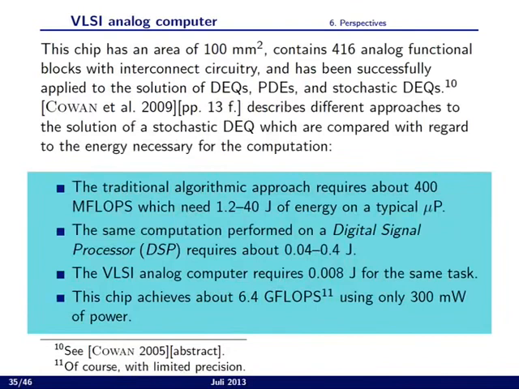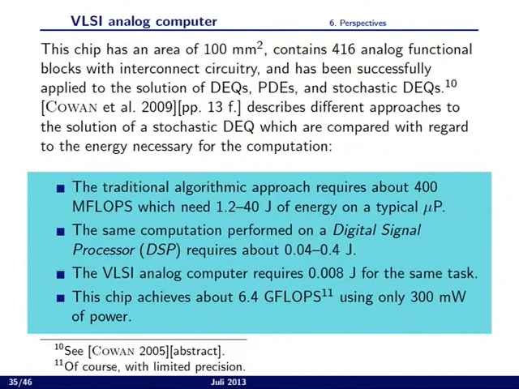He performed some energy measurements, and he solved a stochastic differential equation. And he solved the very same equation on a traditional computer, which required about 1.2 to 40 joule of energy for the solution of this equation. A digital signal processor performed a lot better with about 0.04 to 0.4 joule for the same computation, and the very large-scale integrated analog computer he implemented only used 0.008 joule for the same computation.